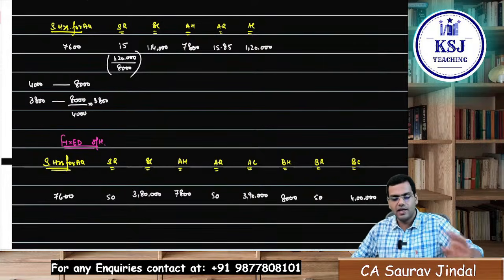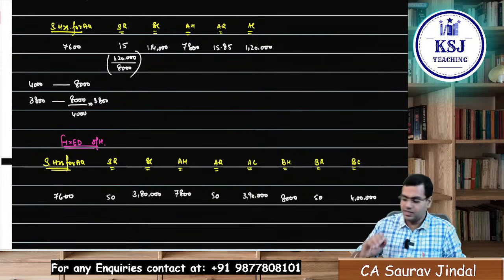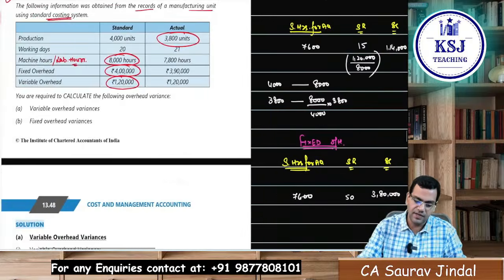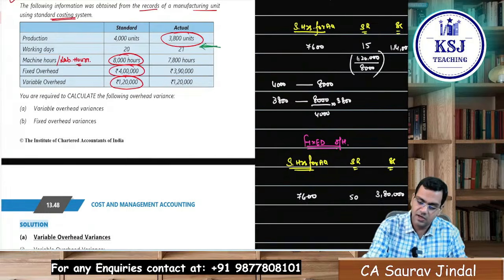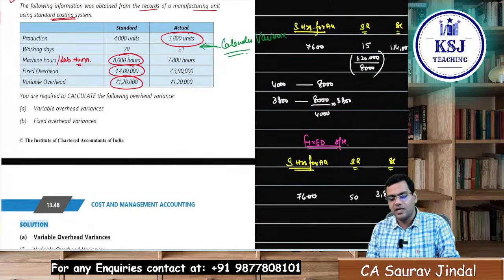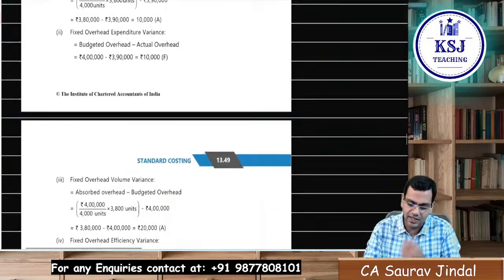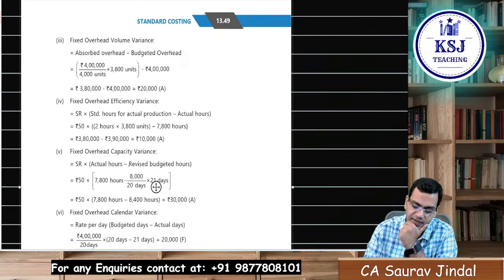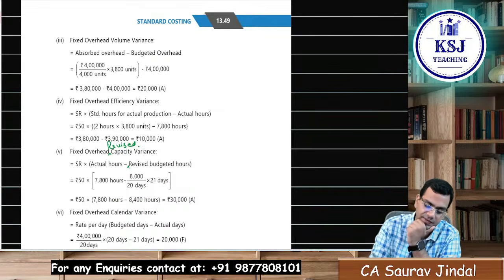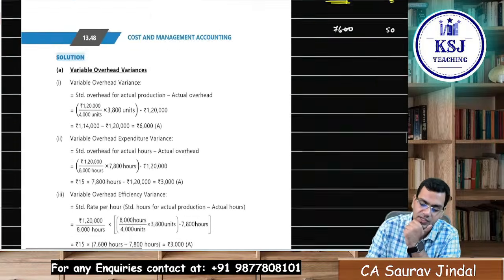Any variance you can calculate for variable overheads also. And in this particular question, because the fixed overhead variances, the number of days are given, here you can calculate calendar variance also. Because without days you cannot calculate calendar variance, but here you can. But there is one mistake that they have committed. Here they have calculated it as revised capacity variance. It is not a capacity variance, it is the revised capacity variance that they have calculated. Right, rest of the things are same.